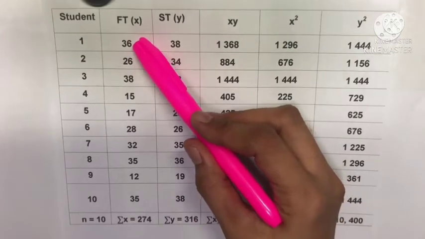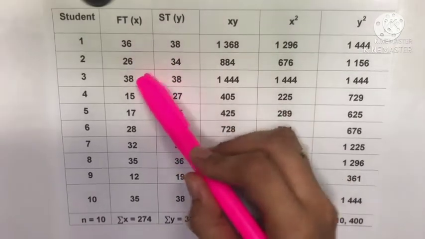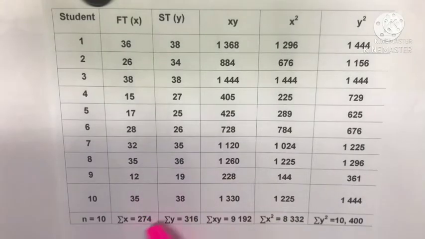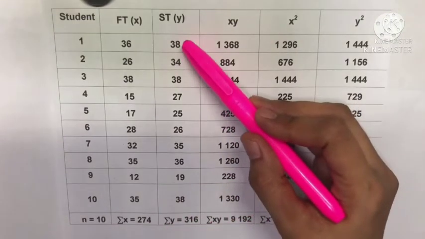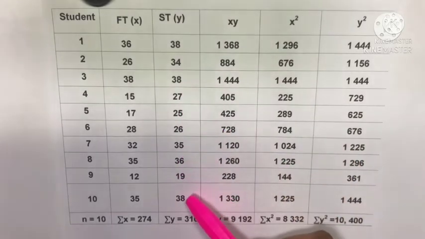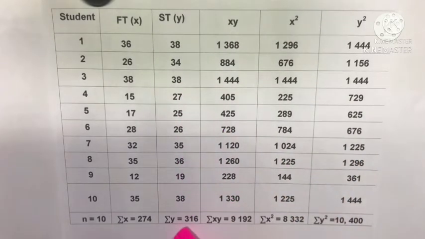So we will just add 36 plus 26 plus 38 plus 15 and so on up to 35. So the result will be 274. For the summation of y, all we need to do is to add 38 plus 34 plus 38 plus 27 up to 38. So the summation of y is equal to 316.